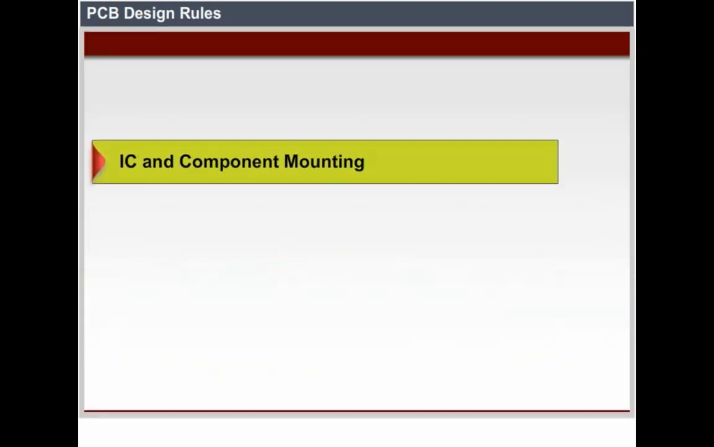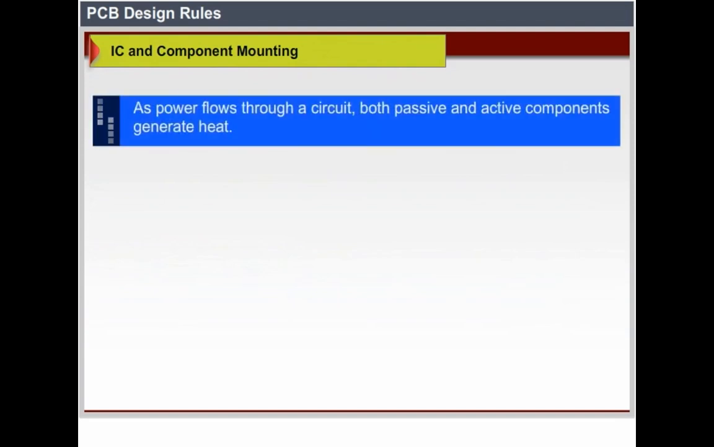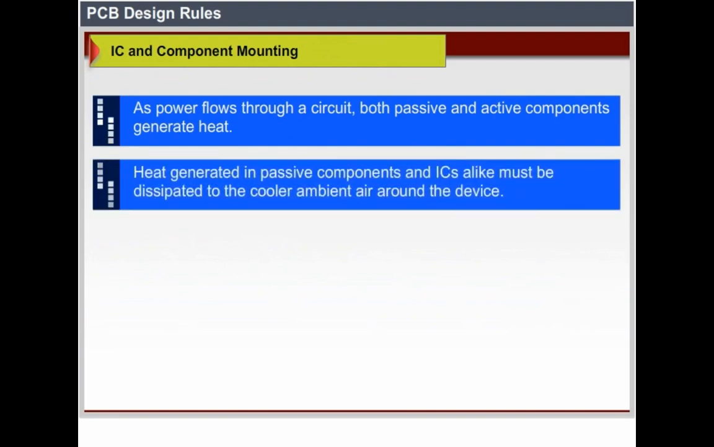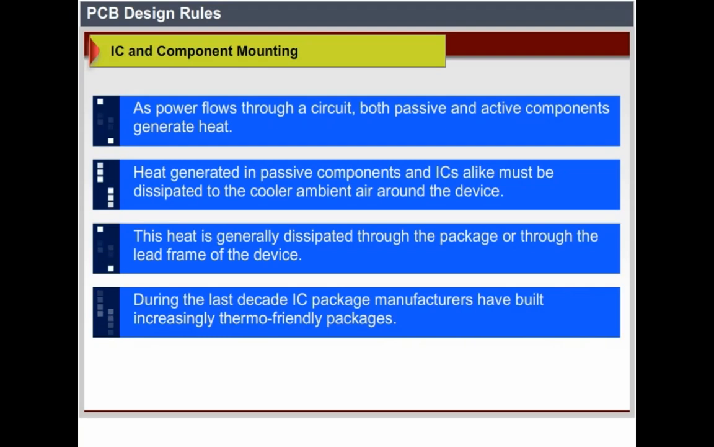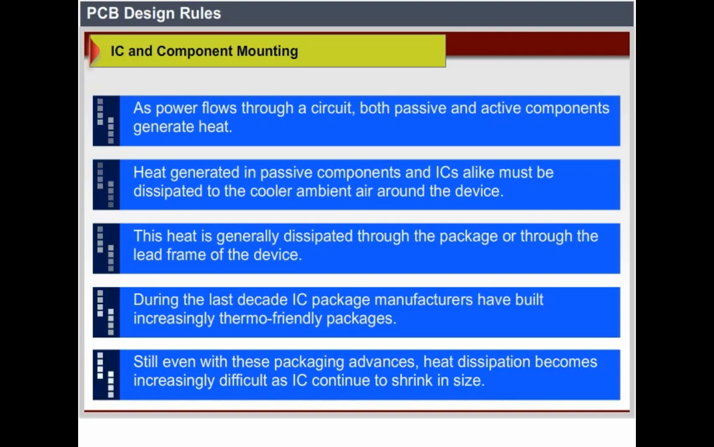IC and component mounting. As power flows through a circuit, both passive and active components generate heat. Heat generated in passive components and ICs alike must be dissipated to the cooler ambient air around the device. This heat is generally dissipated through the package or through the lead frame of the device. In the past few years, IC package manufacturers have built increasingly thermo-friendly packages. However, even with these packaging advances, heat dissipation becomes increasingly difficult as ICs continue to shrink in size.